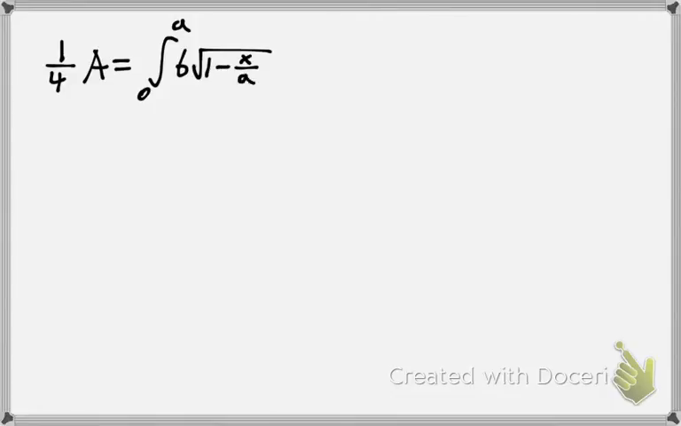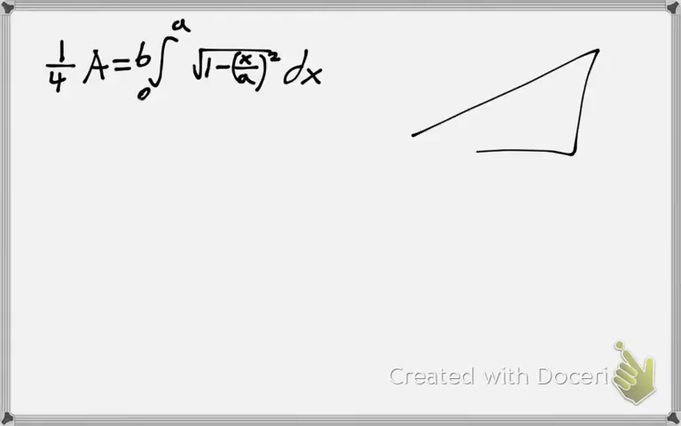Okay, so integral. So let's see, 1/4 the area is equal to the integral 0 to a of b root 1 minus x over a squared dx. And since b is just a constant, we'll shift that over to the outside. And so it should actually be b times that integral. Okay, now we're going to have to swap in for the root and for the dx. So let's do that. Let's write a triangle.